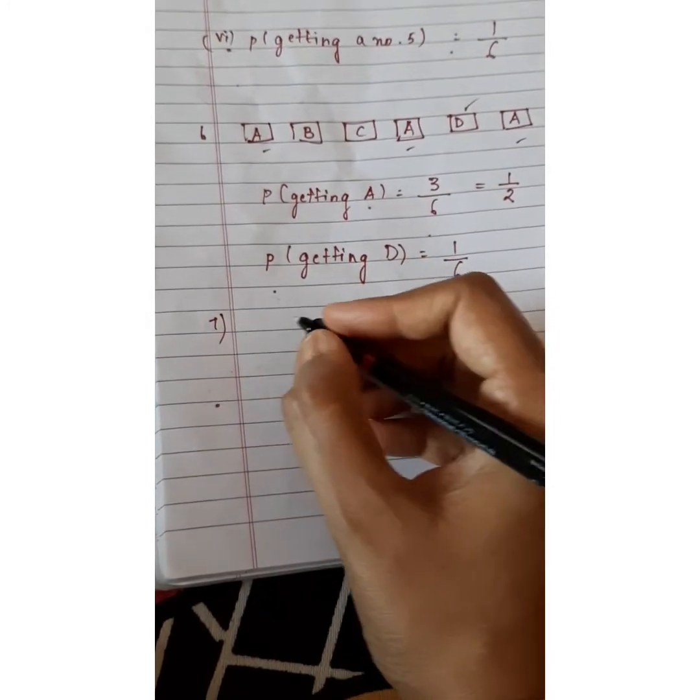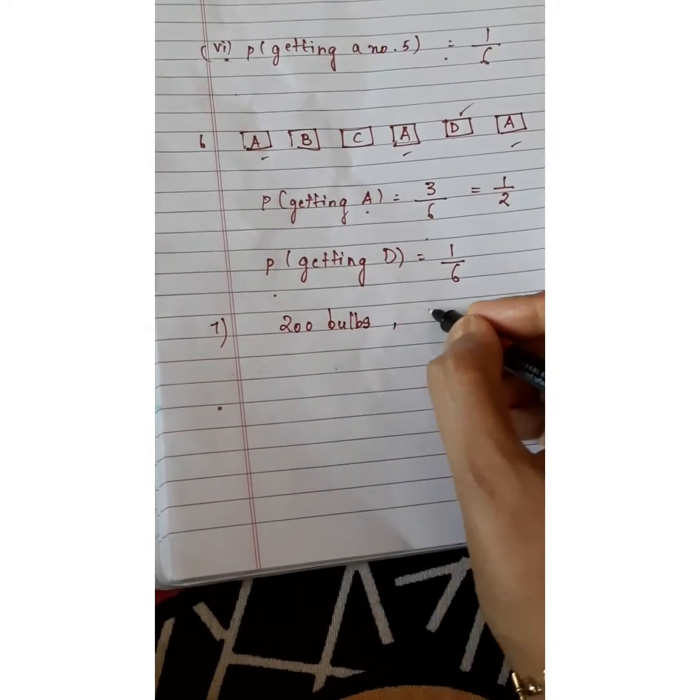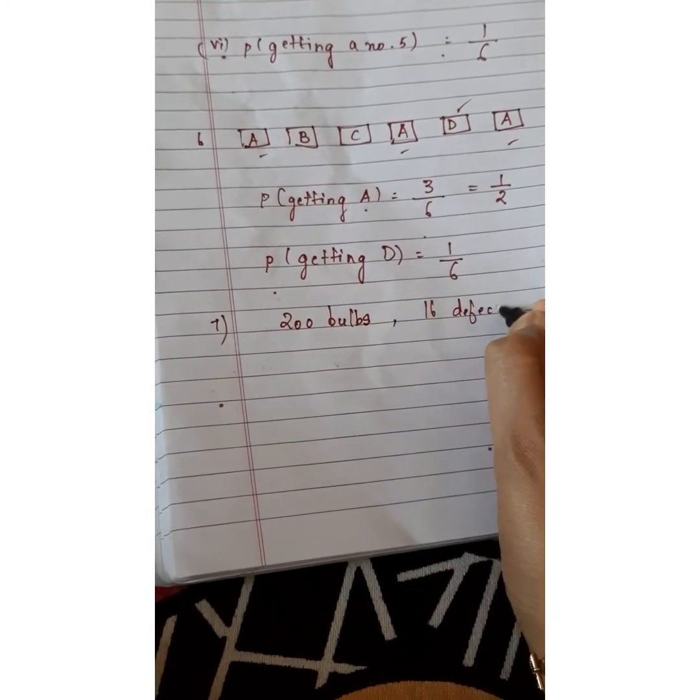Question 7. There are 200 electric bulbs, of which 16 were defective.